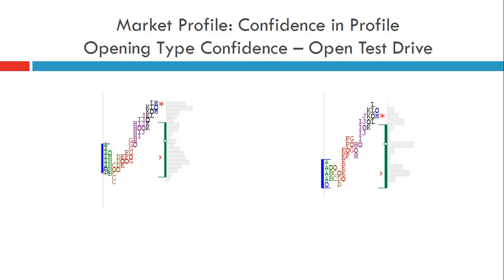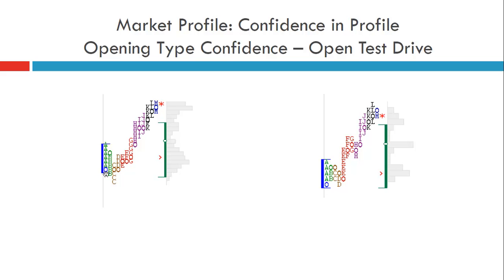Initially the open test drive will look like open drive. So see, the market is opening here, it rallies, it closes here for the interval, that is pretty good. But then look what happens. The B interval goes down, then the C interval goes down. Here it has tested some previous value area low or a previous day high, and then it goes up.